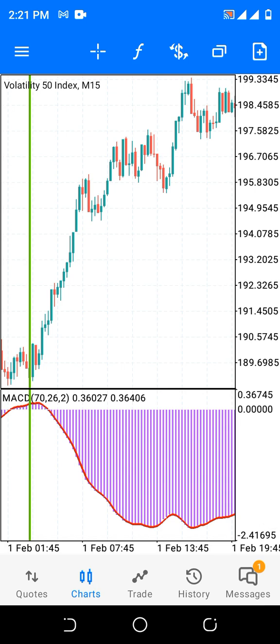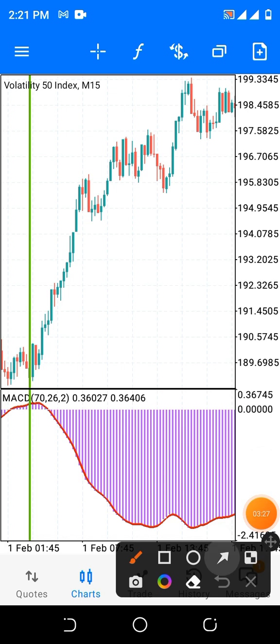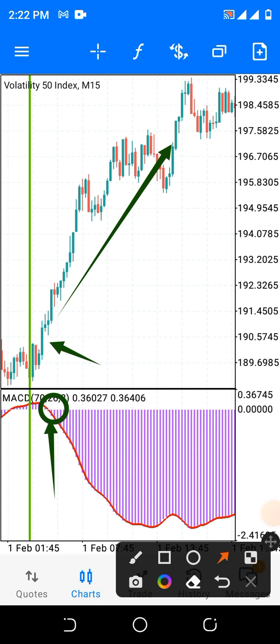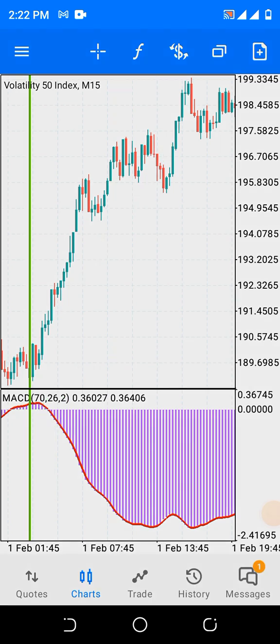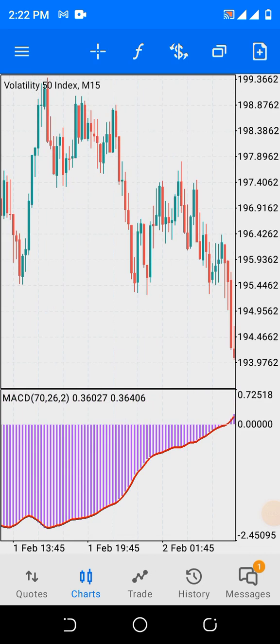So here is my first entry on 15 minutes time frame. This point here will be my first entry on 15 minutes time frame. Look at it. My entry should be somewhere here, and this is a lot of profit. Now I exit the market, I continue moving.